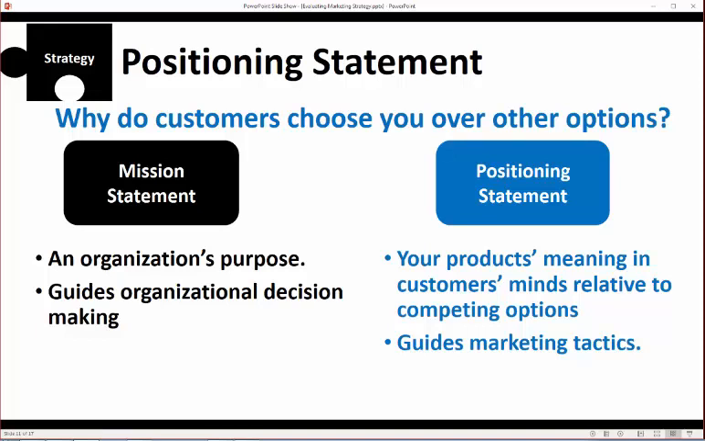Our positioning statement is our statement of our product's meaning in the customer's minds relative to competing options. Remember, who we define as our target market will define who we think of as competitors and what these competing options are. But before we start to evaluate if our marketing program is right, if we know our target market, we need to think next, how do we want them to think about us relative to competitors or competitive options? The reason is, if they think of us more favorably, if we have a more ideal position in their mind, they're more likely to choose us over other options.